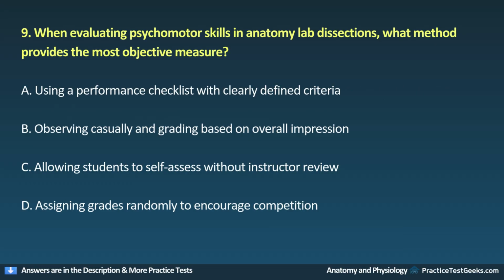9. When evaluating psychomotor skills in anatomy lab dissections, what method provides the most objective measure? A. Using a performance checklist with clearly defined criteria. B. Observing casually and grading based on overall impression. C. Allowing students to self-assess without instructor review. D. Assigning grades randomly to encourage competition.